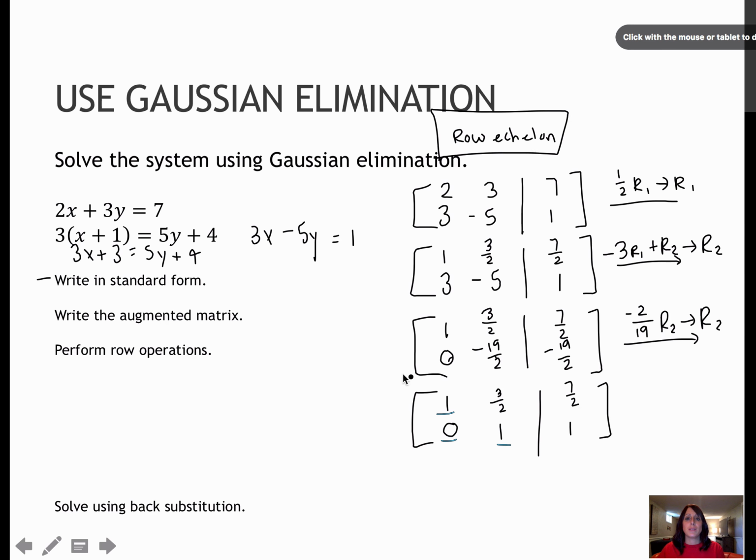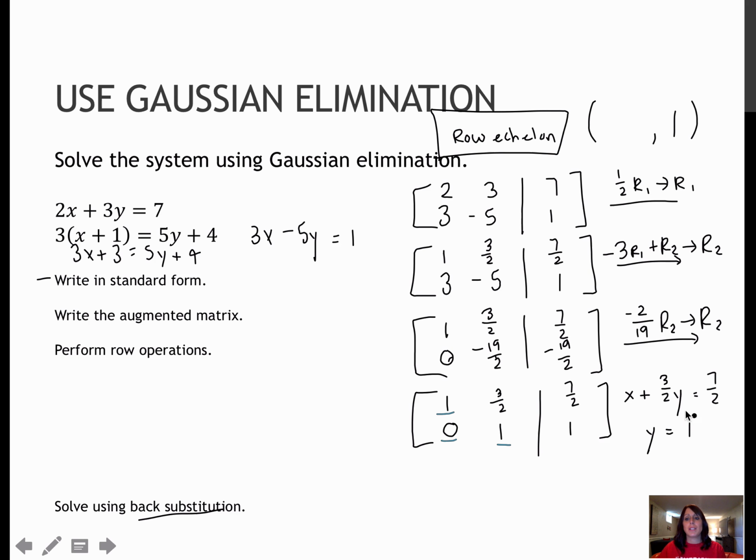Now, what does all of this mean? It means now I can use back substitution to find the values of my variables. This equation is now x plus 3/2 y equals 7/2. And this equation is y equals 1. I know that in my solution, I need an x and a y, and I have already found that my y is 1.